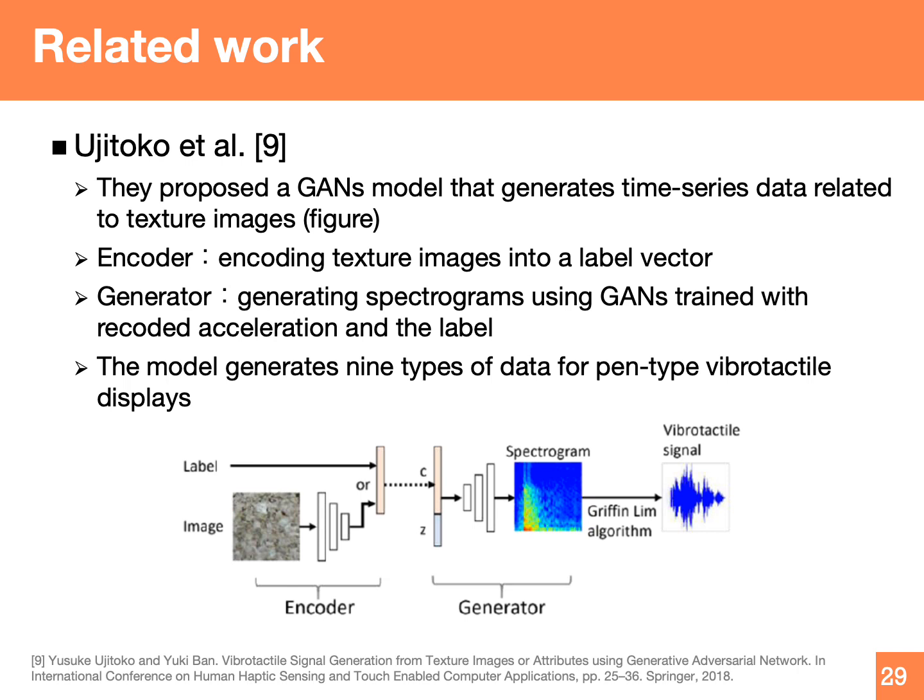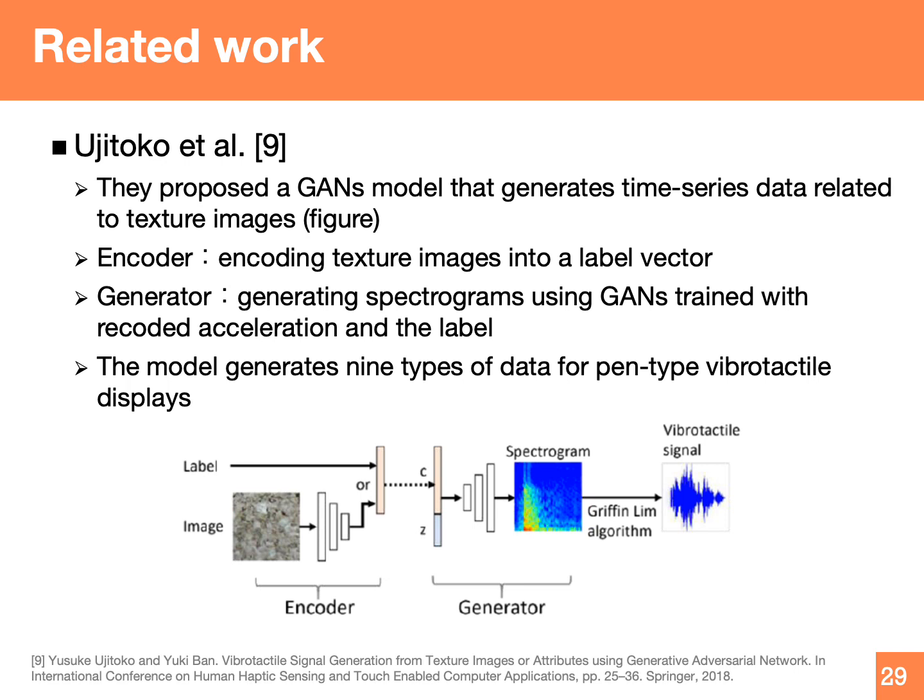At last, we will introduce related work. Few research projects generate data for tactile displays using GANs. Ujitoko et al. proposed a GAN model that generates time series data related to texture images. This model is composed of two models, an encoder and a generator. The encoder encodes texture images into a label vector. The generator generated spectrograms using GANs trained with recorded acceleration and the label.